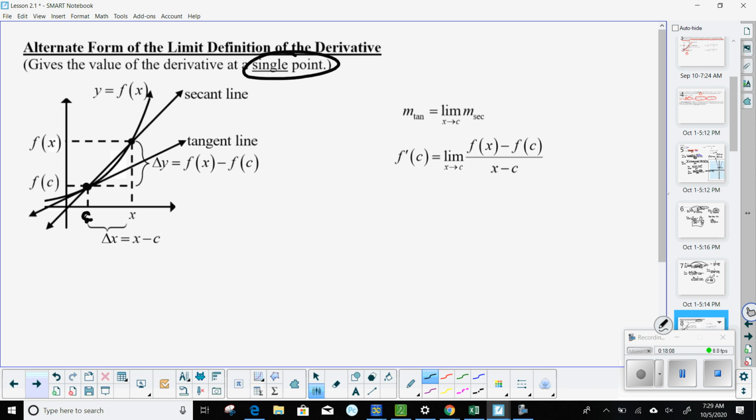So the formula is this. I find the limit as x approaches c of f of x minus f of c all over x minus c. So the formula is a lot simpler to find.